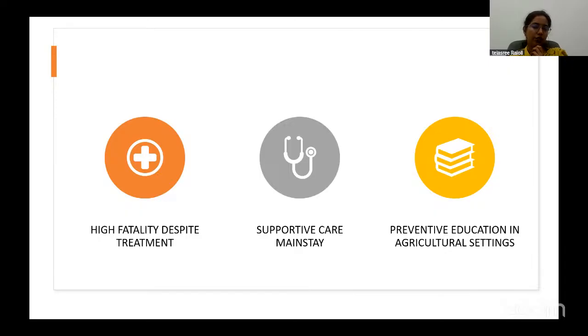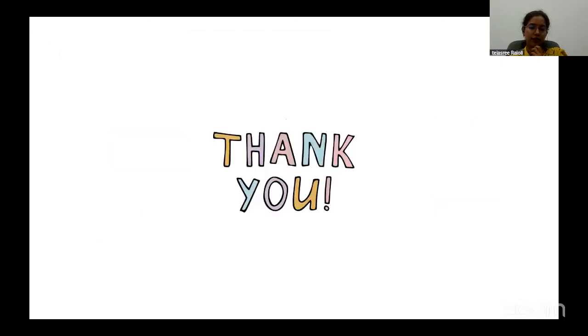Prevention and education in agriculture settings are the mainstay because they prevent ingestion, and restricting and banning paraquat is helpful in these patients.